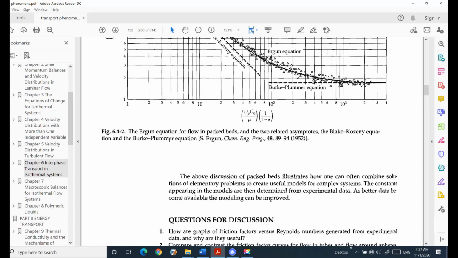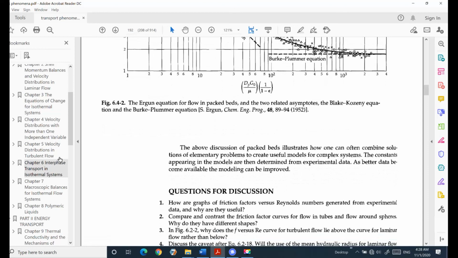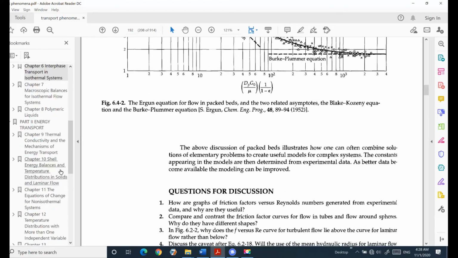After this video, in the next video, I'm going to jump into the energy transport section. Later, maybe in later videos, I'm going to come back to chapter 7, some macroscopic balances in isothermal flow systems. But in the next video, we are going to jump into energy transport, and we are going to start with chapter 9. So see you in the next video.